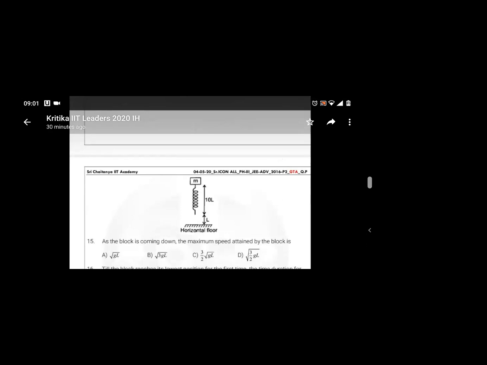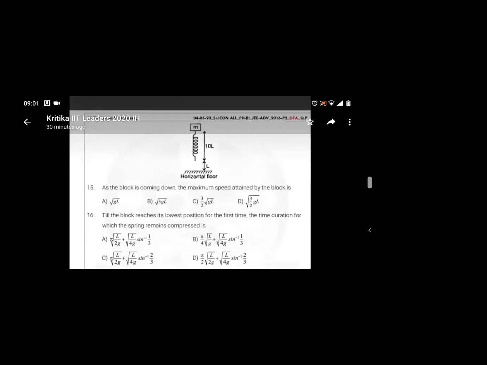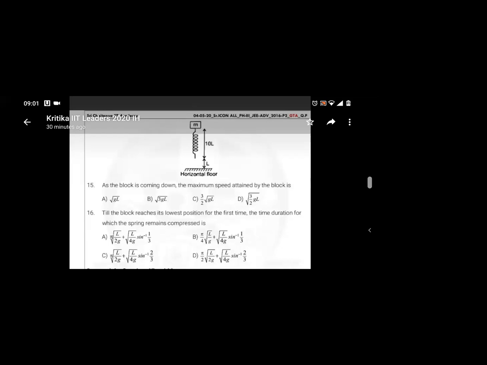So we released it from height L, so its initial velocity is zero. What all do we have to find? We have to find the maximum speed achieved by the block. And we have to find the time duration till the block reaches its lowest position for the first time. So this is t equal to zero, and we have to find the time to reach the lowest position.